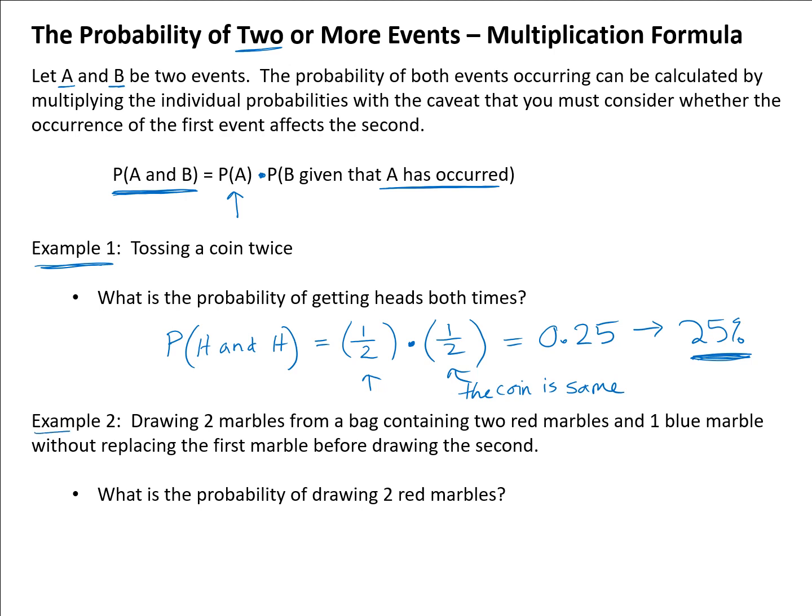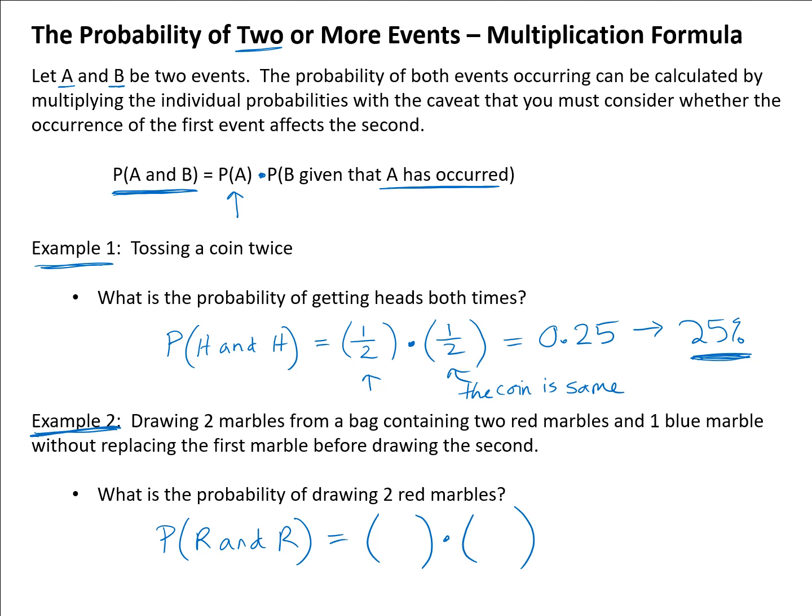Now our second example, let's see how the multiplication works here. Remember in the second example we had when we did tree diagrams, we were drawing 2 marbles from a bag containing 2 red and 1 blue marble without replacing the first marble before drawing the second. So we wanted to look at the probability of a red marble and another red marble. I'm going to multiply those 2 individual probabilities together.